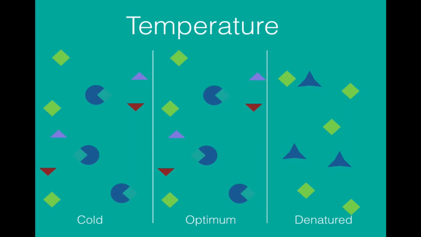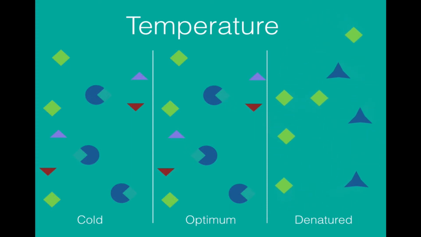Therefore, the rate has increased. And in a denatured enzyme, they move even quicker than that, but because the active site has changed shape, the substrate no longer fits into the enzyme, and no reaction is catalyzed.